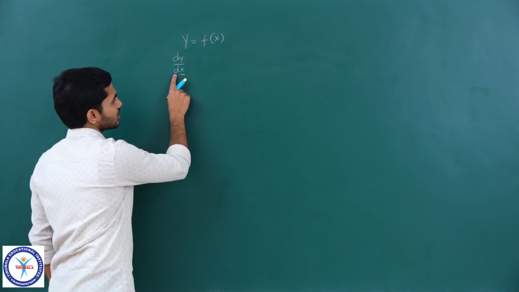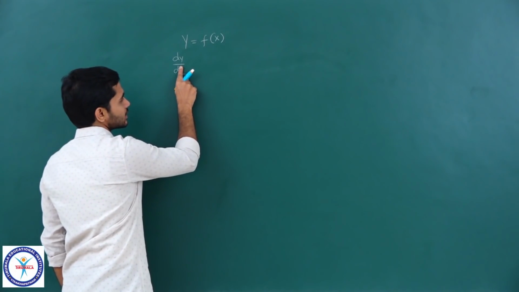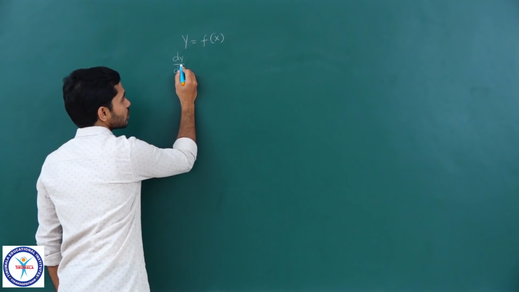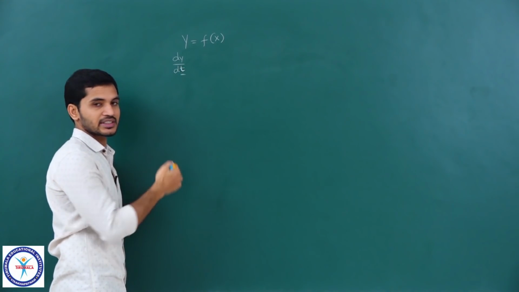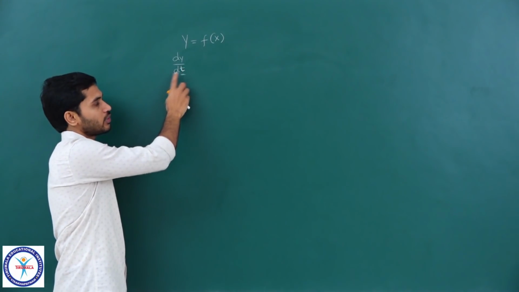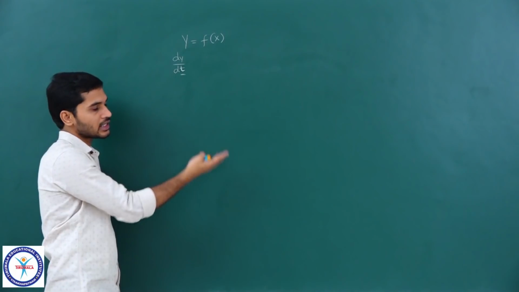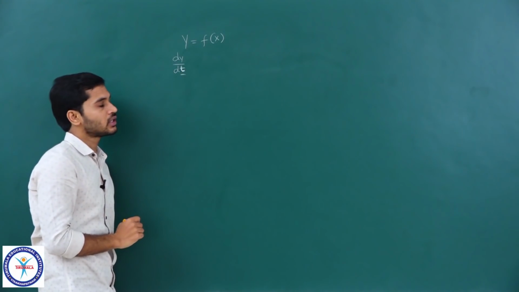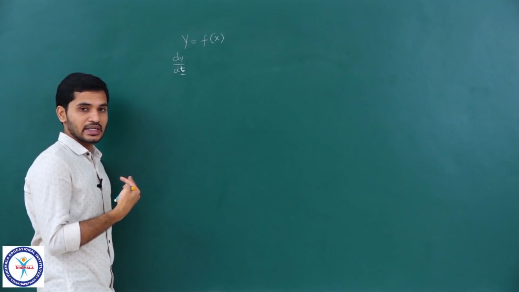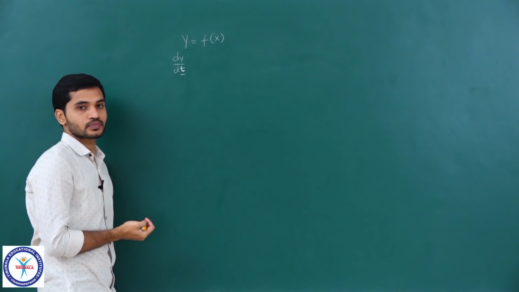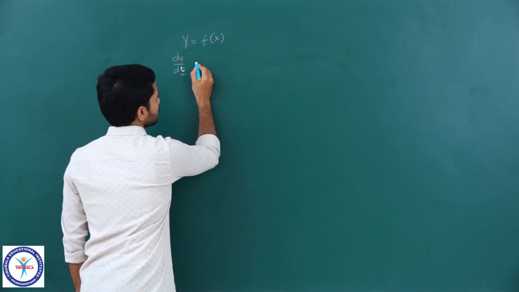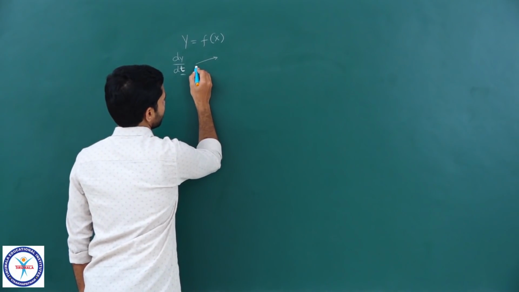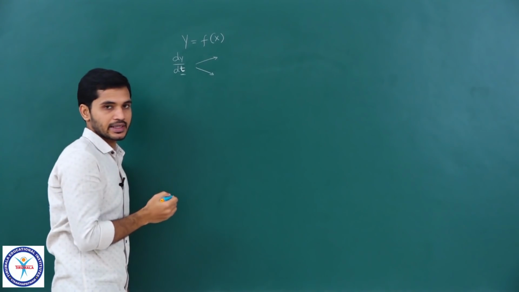Instead of asking us to differentiate with respect to x, if they ask us to differentiate with respect to t, let us say any other variable, it need not be t, any other variable. So, in this case I am representing it as t. If they ask us dy by dt, what do we do? Here there are two things that we should be aware of. There are two possibilities that can happen.